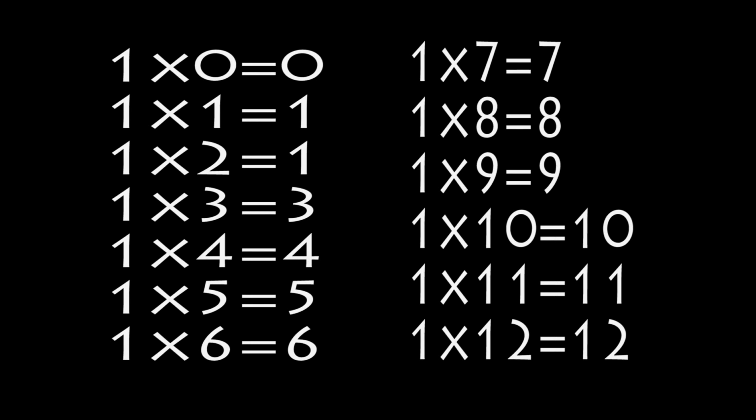When you look at this multiplication table, you can see that when you multiply a number by 1, it stays the same number. That's the multiplication identity property. So when you multiply by 1, you're really not doing anything to that number at all.